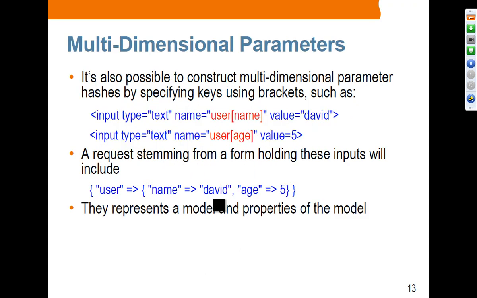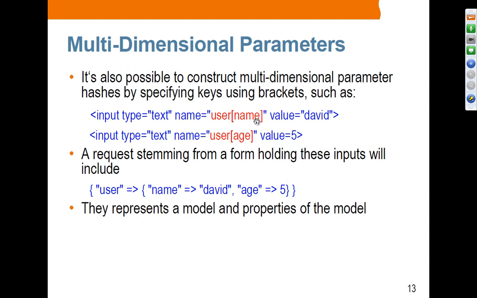You can also have multi-dimensional parameters. Here you are dealing with a model and attribute. This is a question I think Dave asked: how things actually get captured as a model. When you have an input field and the name is in the form of user and name, and user and age, this is basically a map in a sense. It will be captured in a form like this: user, and then name is Dave, and the age is 5.